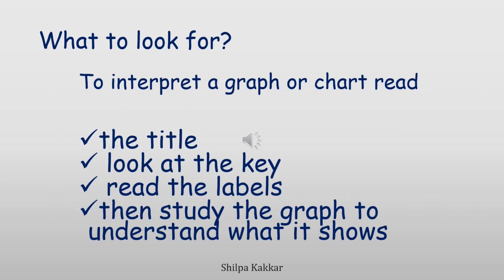What to look for in data interpretation? To interpret a graph or chart, read the following things. The title. A book always has a title. An article always has a title. A report has a title. So, the title is the most important thing. Always look for the title. It tells about what the chart is about.